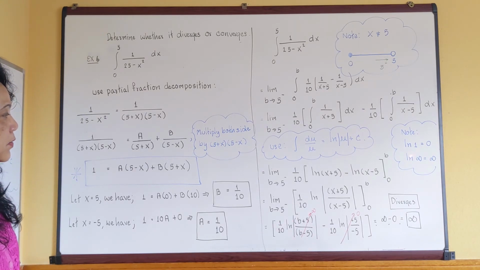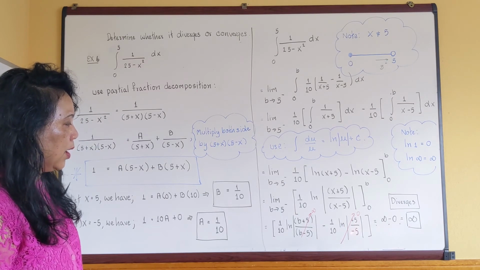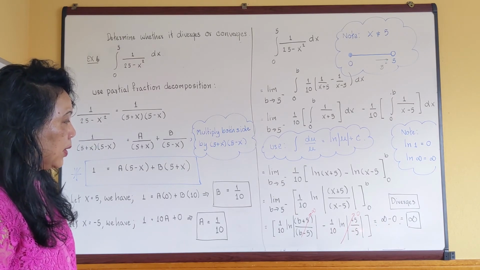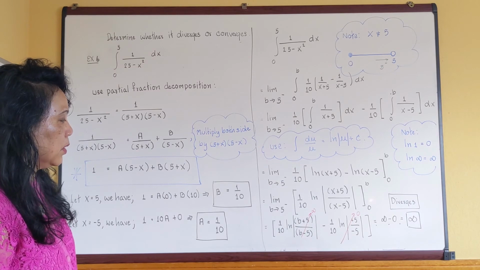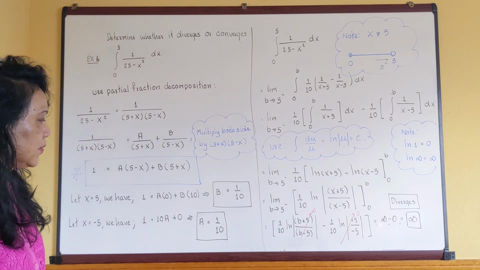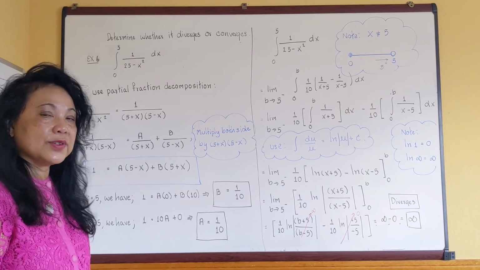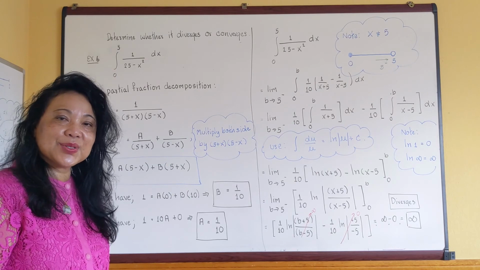So ln infinity is infinity, and 1/10 times infinity is infinity. The other part, I will end up with the absolute value of 1, which is ln 1, and ln 1 is 0. So the second term becomes 0. Infinity minus 0 is infinity. So it diverges. So let's look at the next one.